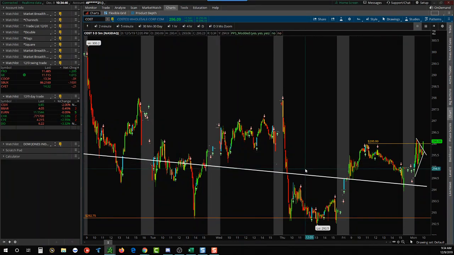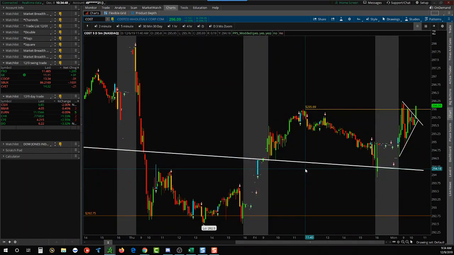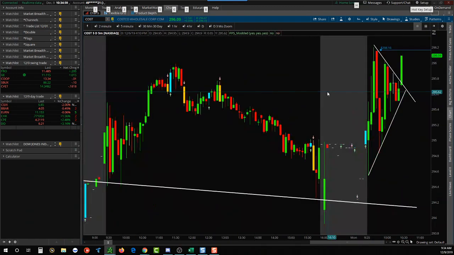So there's our breakout in Costco from the wedge. 296.25 is what we're going to be looking at for today. Either a rejection or a break above that.